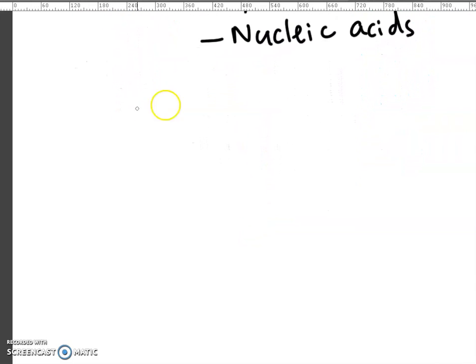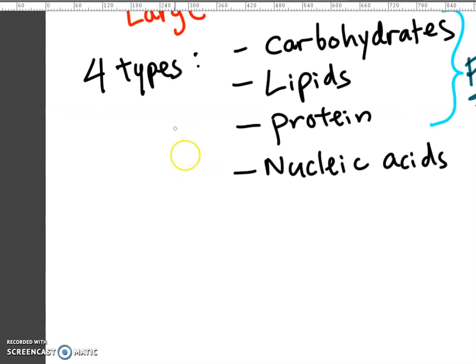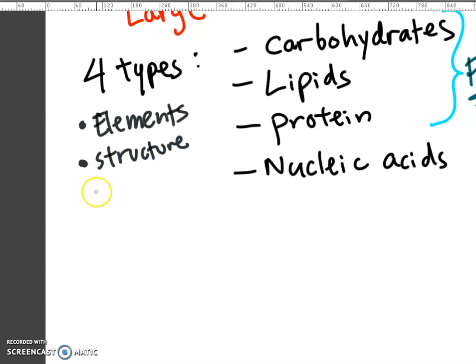You are going to have to know for me, for each one, what are the elements that they contain, kind of what they look like, so a little bit about structure, including monomers, and their functions. So what do they do?